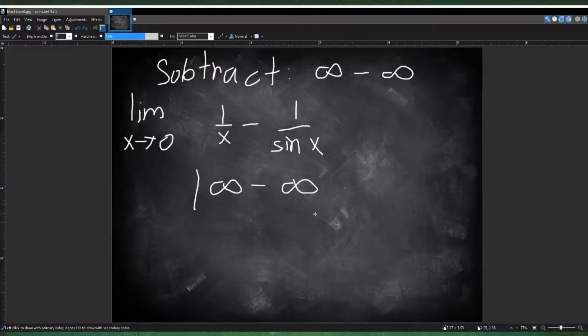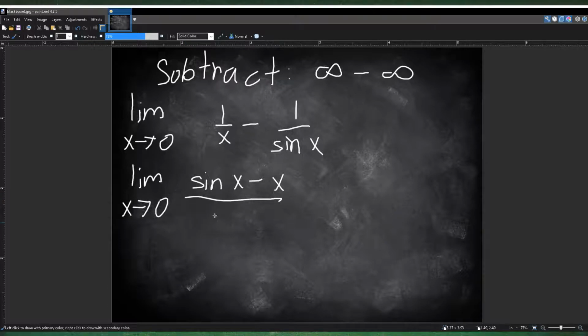Since it's an infinity minus infinity indeterminate case, basically we use L'Hopital's Rule. So the first thing we have to do is, usually we always like to simplify. So the limit as x approaches 0 simplifies to sine of x minus x, all over x times sine of x, right? So let's see if this is indeterminate.